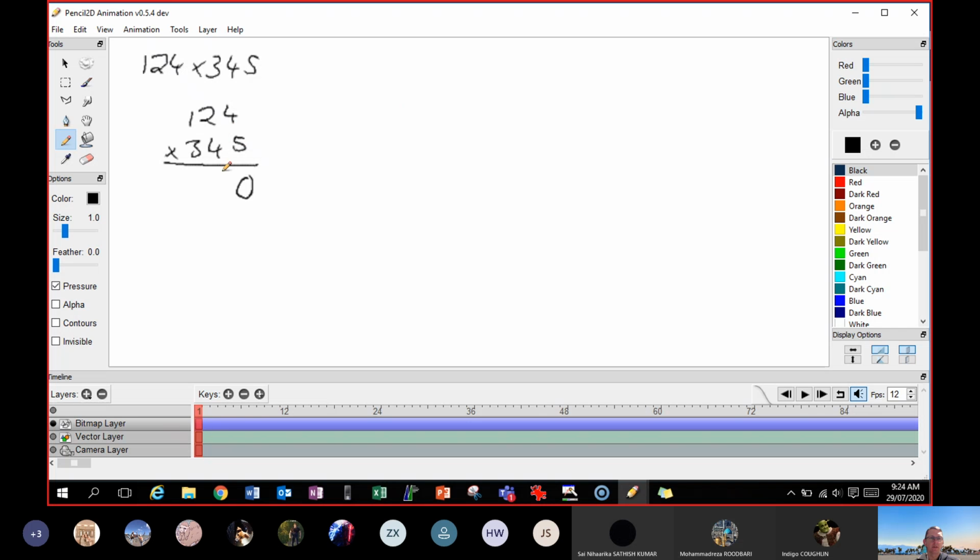So 5 times 4 is 20. So we carry the 2. 5 times 2 is 10, so that's just going to be 2, carry the 1. 5 times 1 is 5, add the 1 is 6, right? 620. Then what we do is, for some reason, we add a 0.